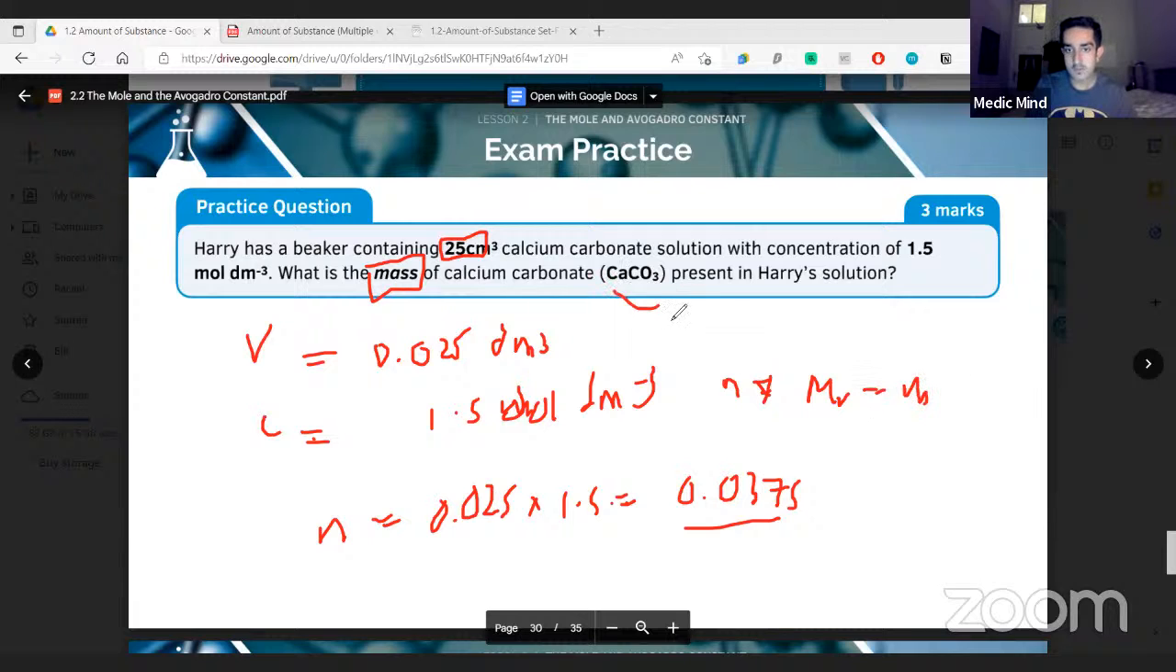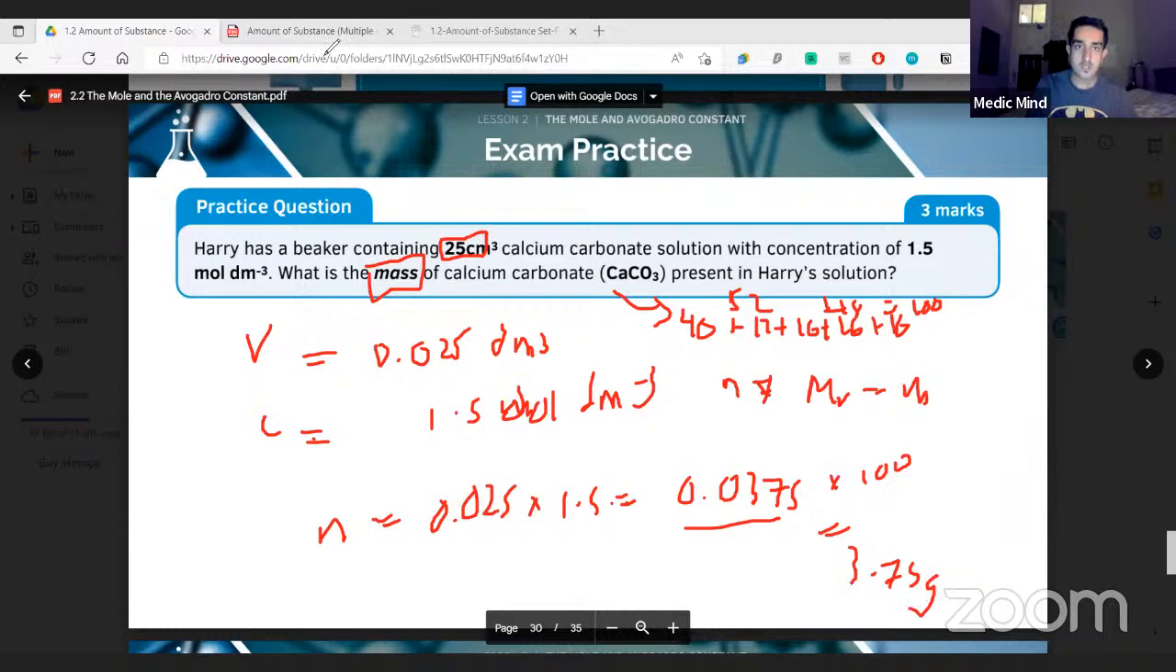So what's the MR of calcium carbonate? Calcium is 40. It's 40.1, but for the sake of simplicity, we're going to go with 40. So 40 plus 12 plus 48, which is 52 plus 48, which is 100. So times that by 100 equals 3.75 grams.